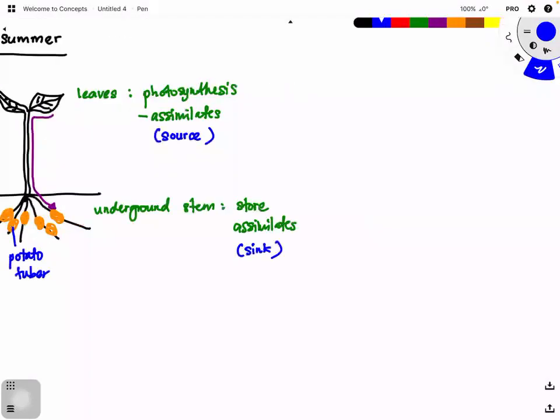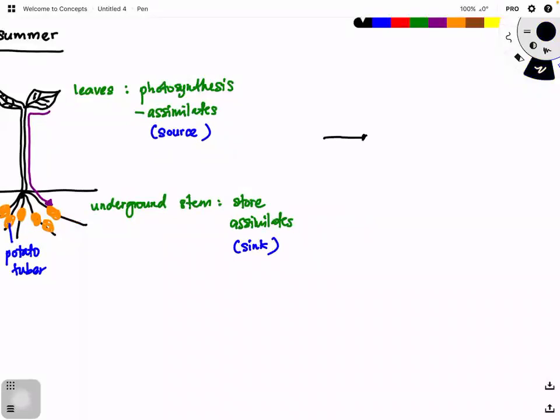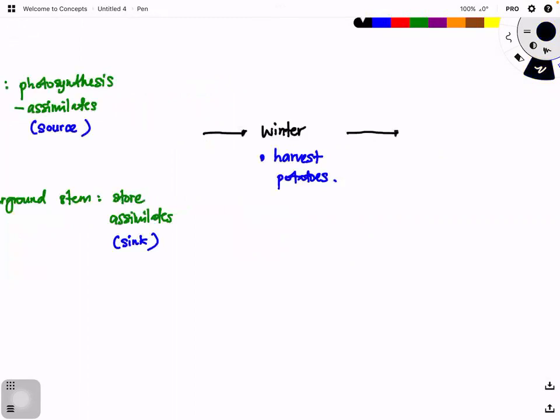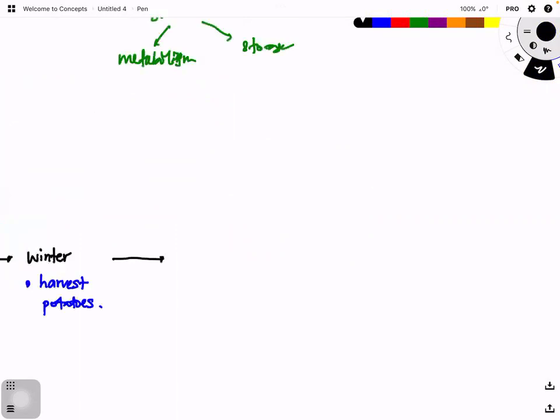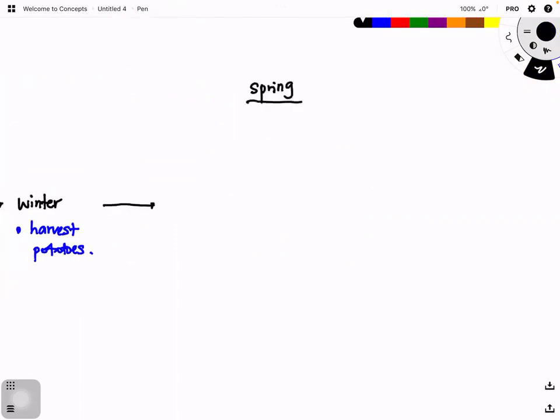Now after summer, it comes to the season like autumn or winter. Skip autumn, like winter, where the farmers start to harvest the potato. In the winter they harvest the potato and keep it, and then during the next year, spring, the farmers start to plant the potato tuber. When the potato tuber is planted, the plant starts to grow, right? The plant still cannot carry out photosynthesis yet. Why? Because no leaf, correct or not?